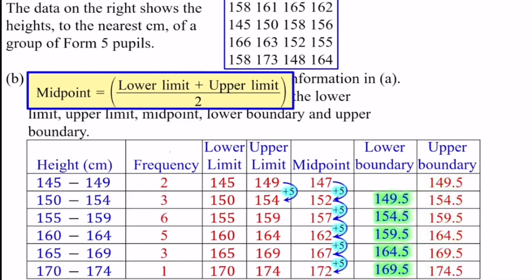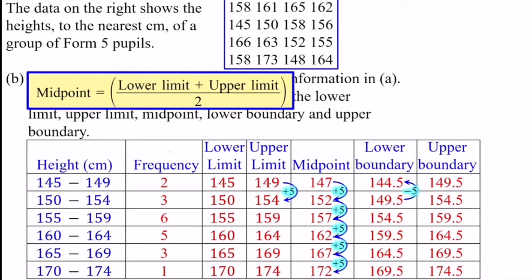But you need to be very careful. The first class you have to find the right one first. Normally the upper boundary of a class becomes the lower boundary for the next class, right? And for the first class, you want to find back the previous one, so you take 149.5 minus 5, which is 144.5.